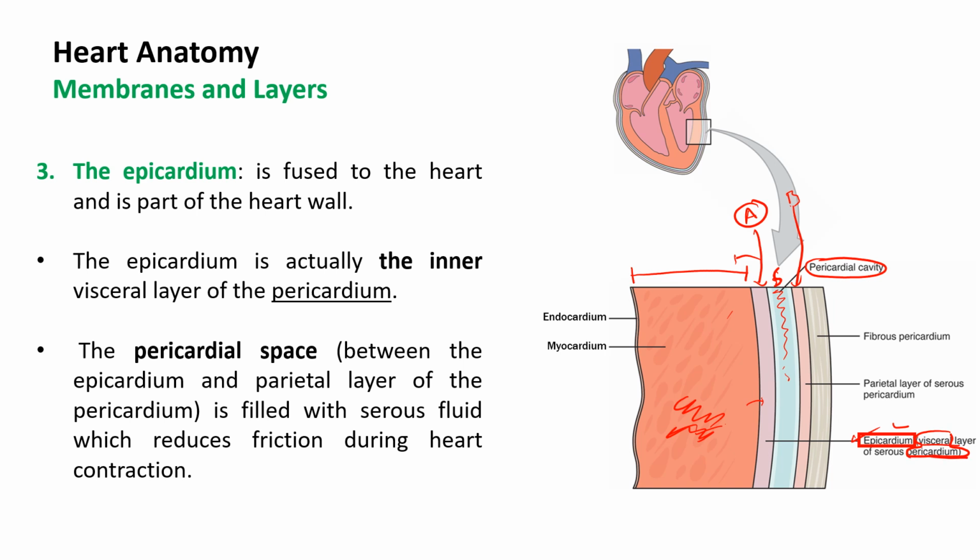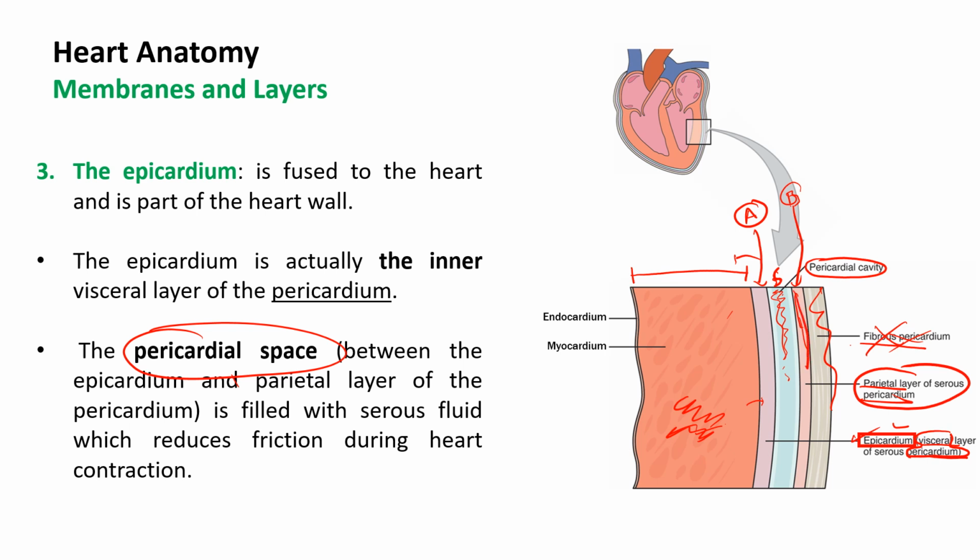Then we have the space, which is called the pericardial space, that contains a little bit of fluid called the pericardial fluid. And then after that, we have B, which is the parietal layer of the pericardium. And then there's an extra one called the fibrous pericardium. Don't worry about that one. But this is the parietal layer.